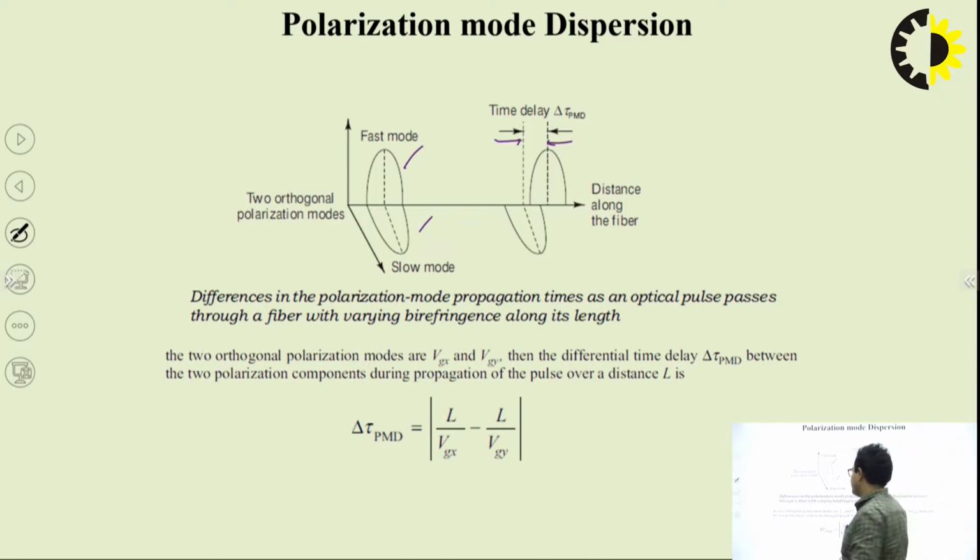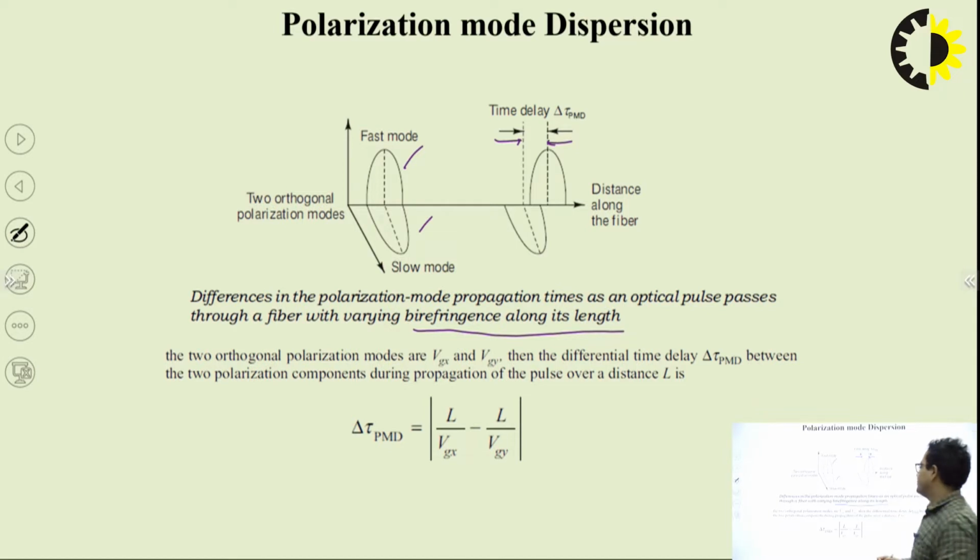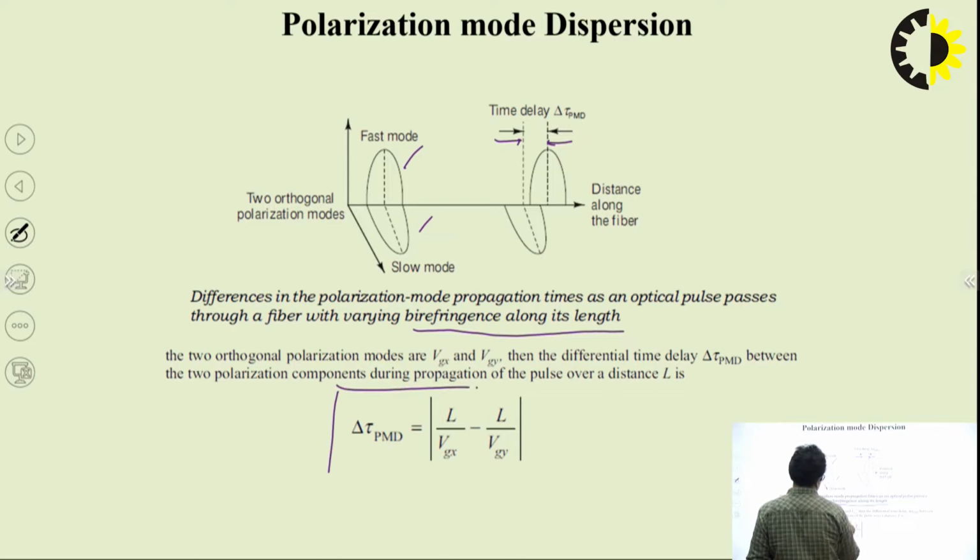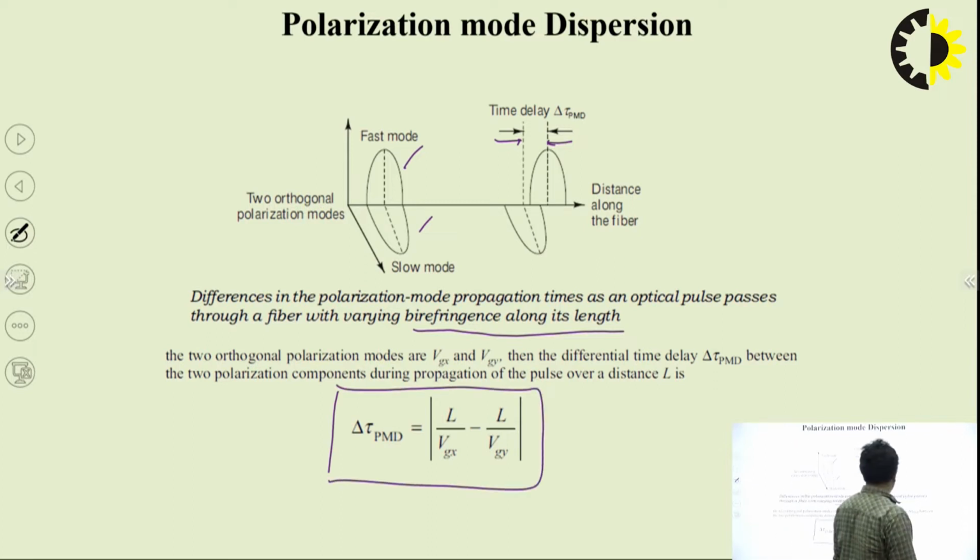It is the difference in the polarization mode propagation time as an optical pulse passes through a fiber with varying birefringence along its length. How we can calculate that is given by this formula: delta tau PMD equals mod of L upon VGX minus L upon VGY, where VGX and VGY are the group velocities of the two orthogonally polarized modes. So one can easily calculate the polarization mode dispersion delay with the help of this formula.